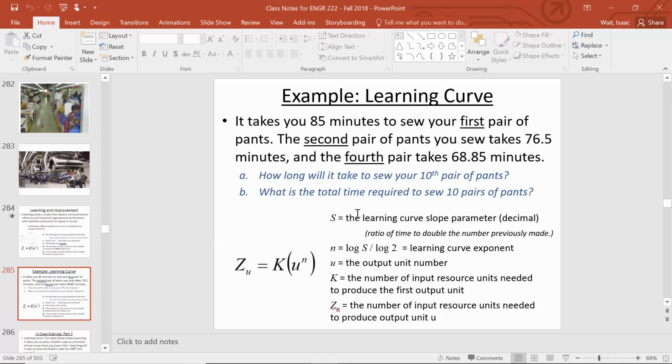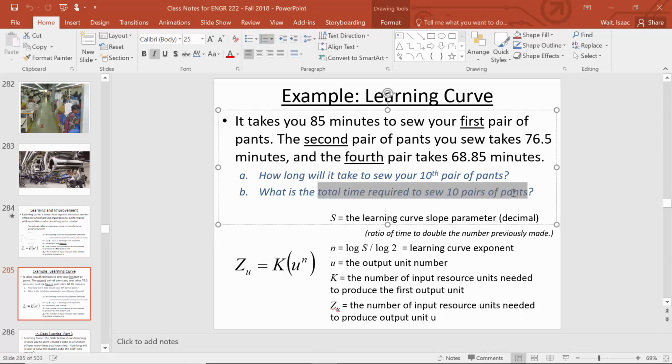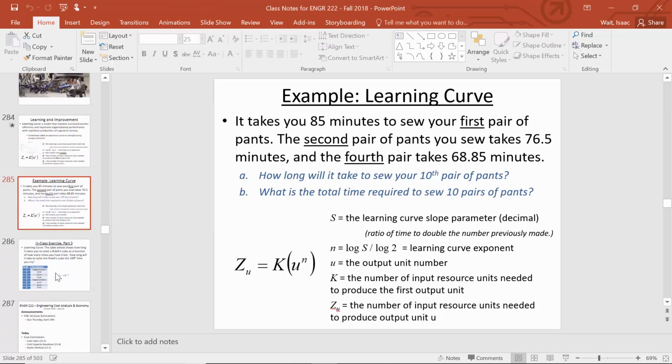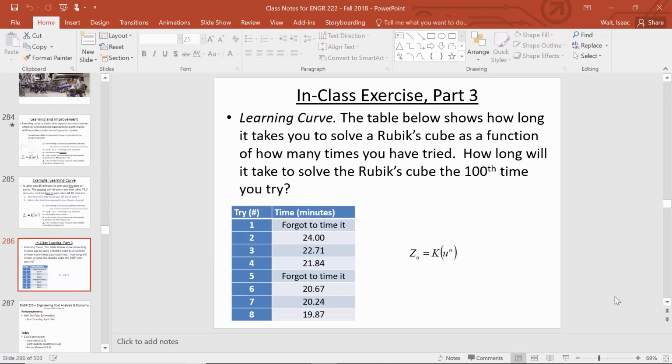If I wanted to find out the total time required to sew 10 pair of pants, I'd have to do this for the first pair, the second pair, the third pair, and so on. So it would make sense for us to use Excel if we're going to go through that process. But rather than doing that illustration, I'd like to give you a chance to work here on part 3. It's on the back side of the in-class exercise paper that you've got.